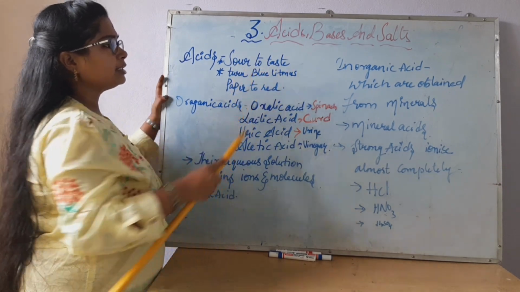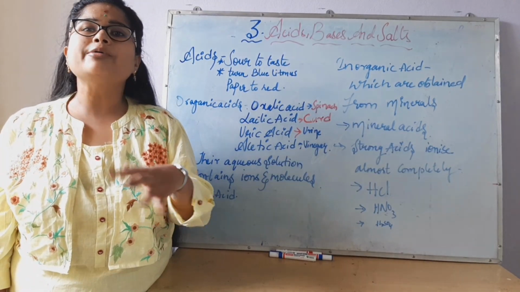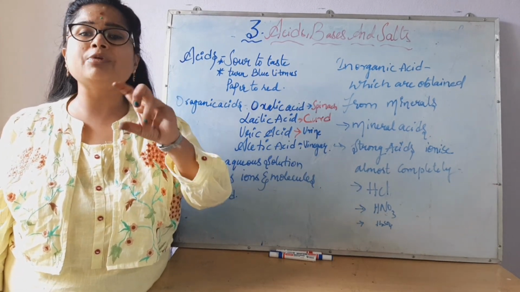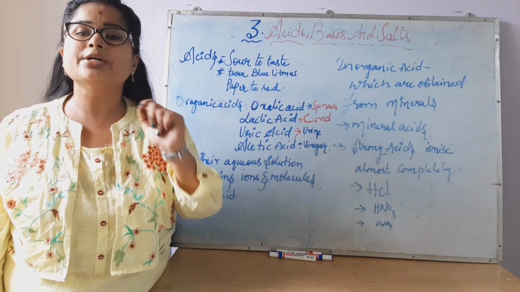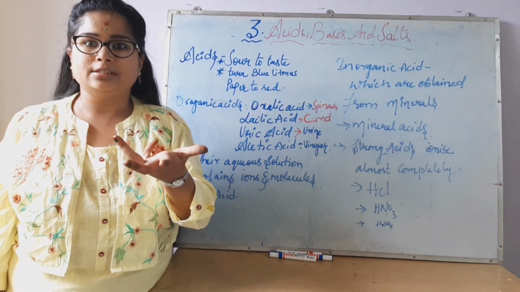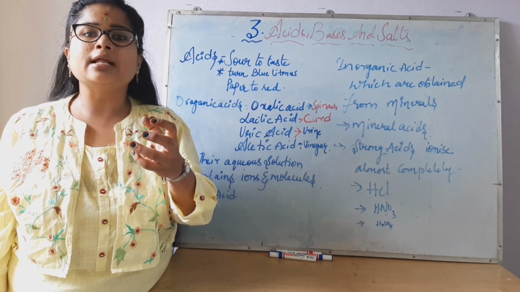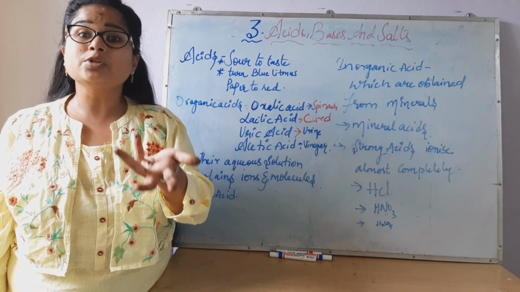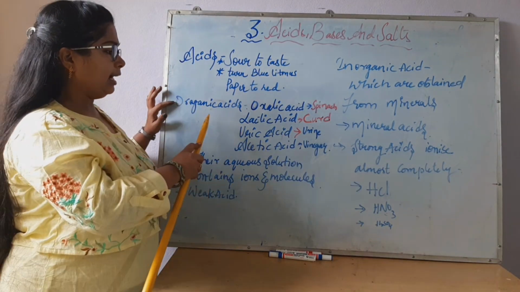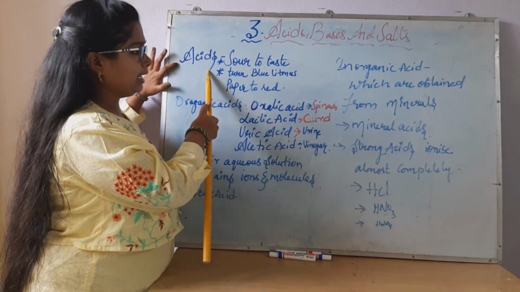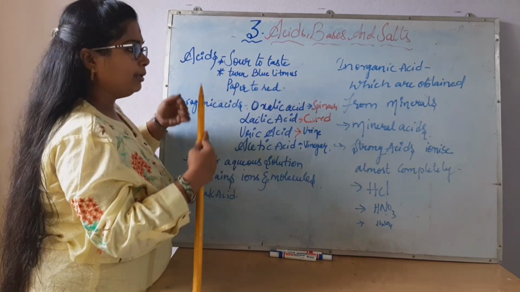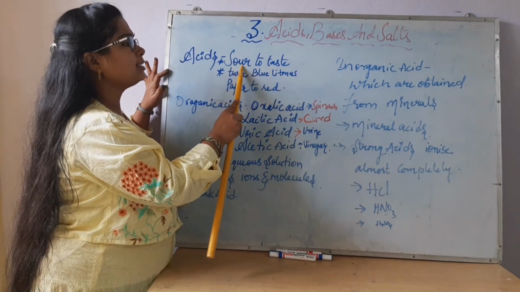So the first point is that acids are sour to taste. Sour, like grapes. Grapes will be sour to taste, isn't it? And neem will be bitter to taste. So which are sour to taste? Like grapes, like tomato. I'll come to acids in more detail. First point is sour to taste.